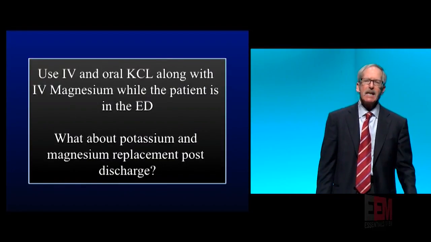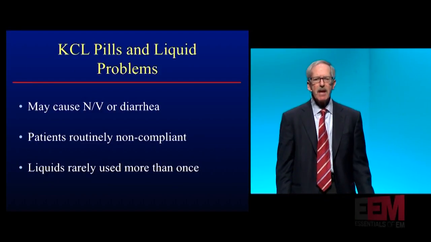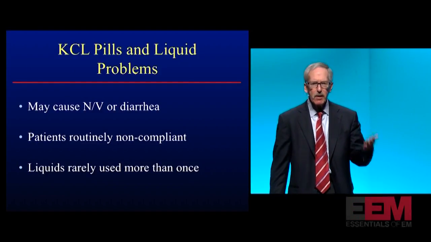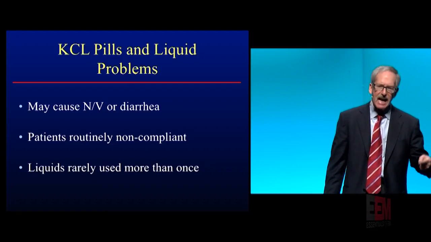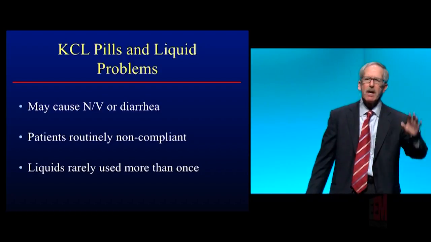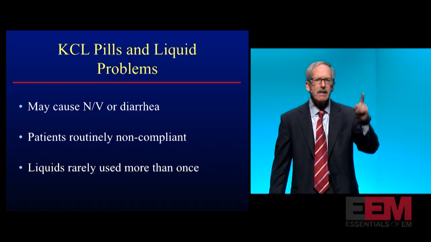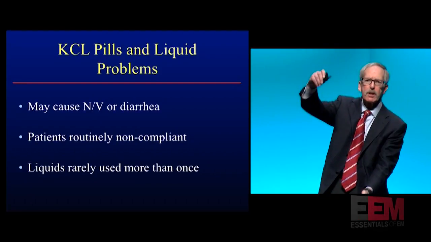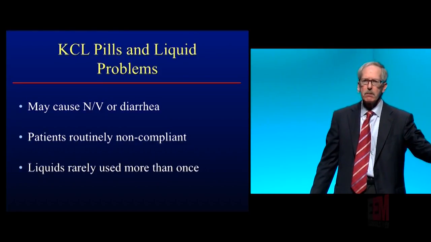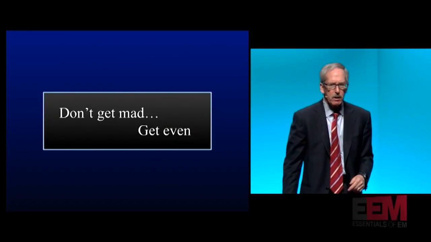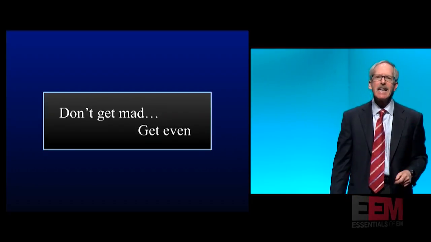What about when the patient is ready to leave? How do you replete potassium and magnesium when they're going to leave? You can use pills and liquid. The problem is that causes, for potassium, nausea, vomiting, diarrhea. Patients are guaranteed to be non-compliant, and you can give liquids, give them large bottles. They will have one gulp, and they will never use it again. But it can be used on crops to kill them. So as the movie Animal House taught us, don't get mad, get even.